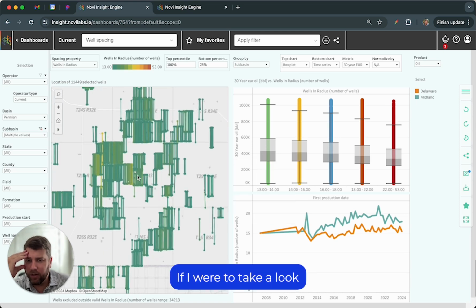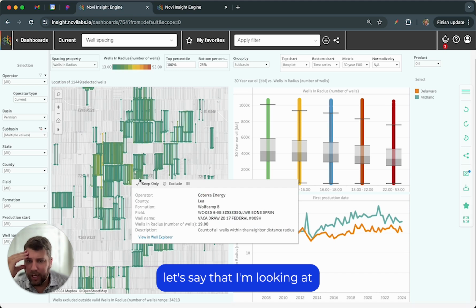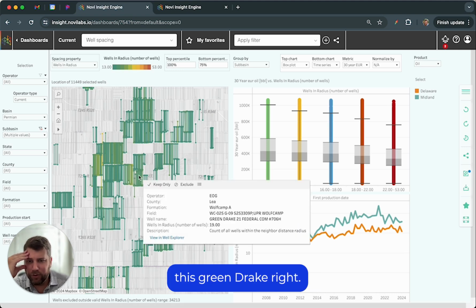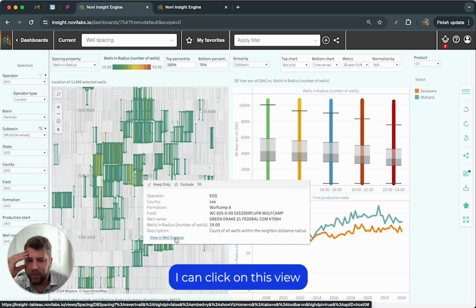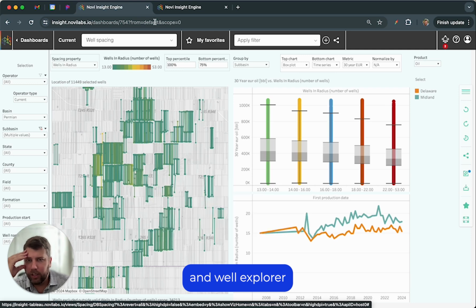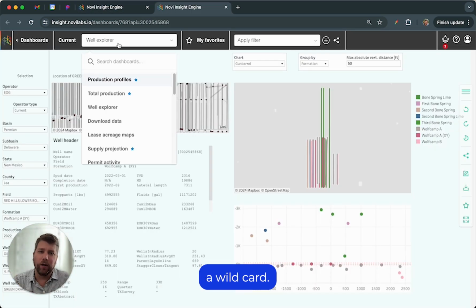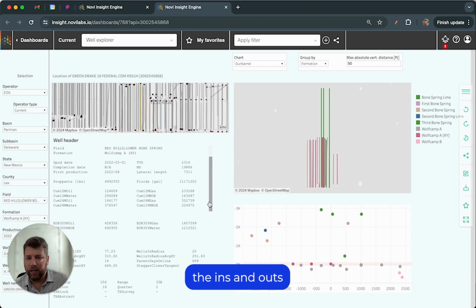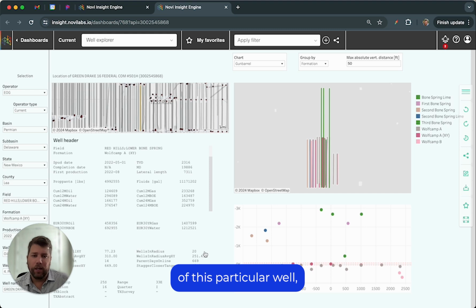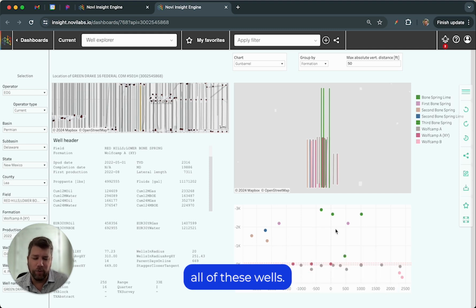If I were to take a look at any given pad in here, let's say this Green Drake, right? It looks like they've got 19 wells per section. I can click on View in Well Explorer, and up will pop what we'd consider a well card. So this is really helpful to not only see the ins and outs of this particular well, but then I can start to see how they actually completed all of these wells.